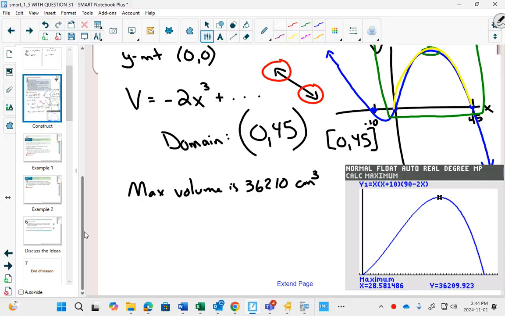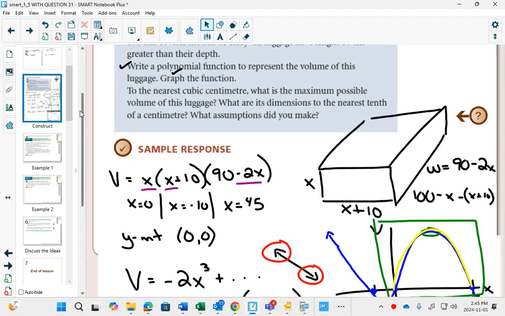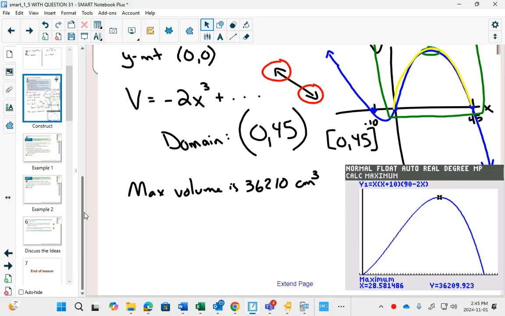36,210 centimeters cubed. Next question. What are the dimensions to the nearest 10? Oh, I'm going to show you something that's really cool. First of all, I'm going to show you that most of you would make an E6 error in the following.